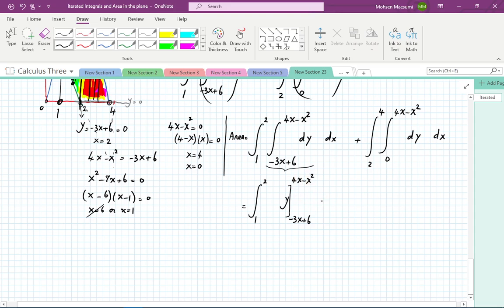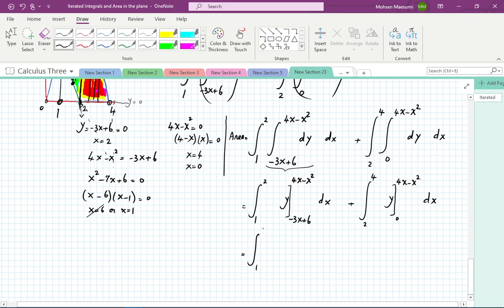Once that is done, we still have another integral to do. And then there is a second half of all of this from 2 to 4. Same thing, the antiderivative of dy with respect to y, of course, is y. It's between 0 and 4x minus x squared, and then integral dx.